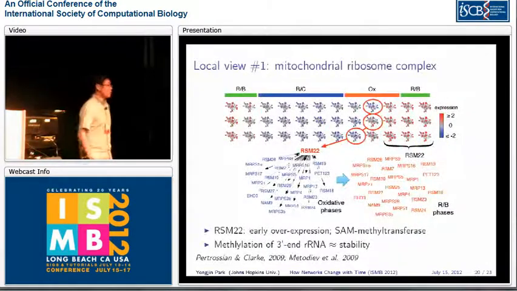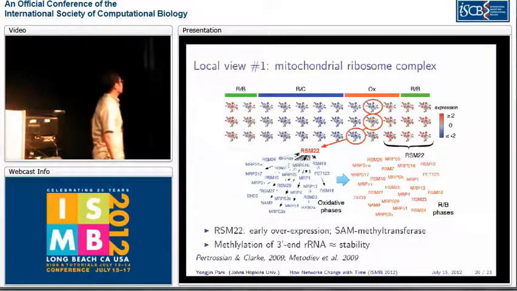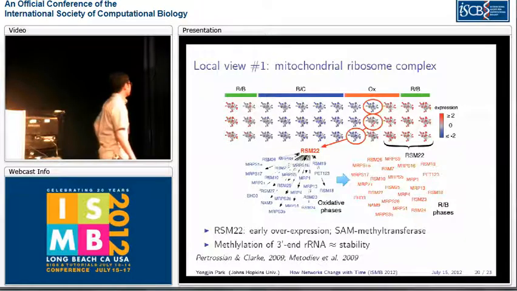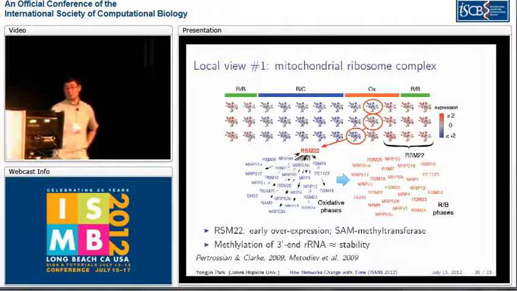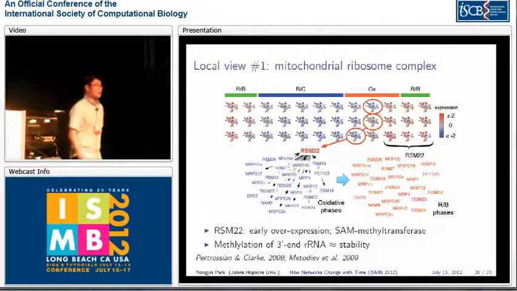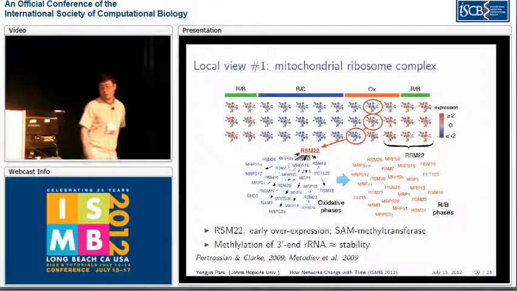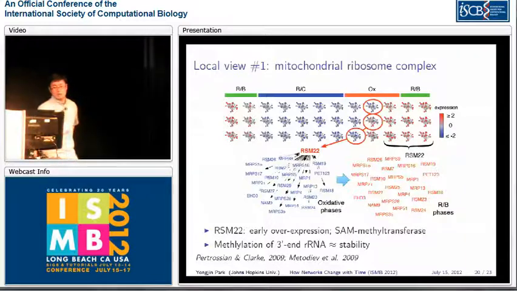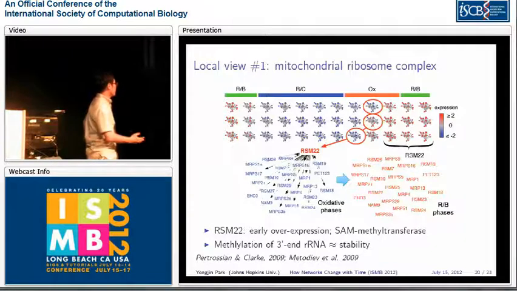And there were specific local views we're interested in. The first local view was the mitochondrial ribosome complex. Most of the genes in the complex are responsive to the RB phase. They're highly active during the RB phase. But one gene actually stuck out, RSM22. It is overexpressed before the other genes get overexpressed.